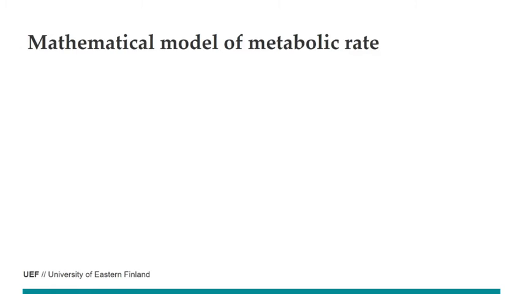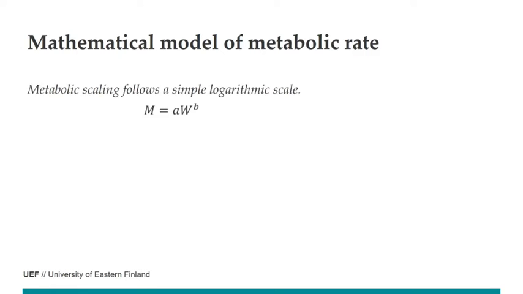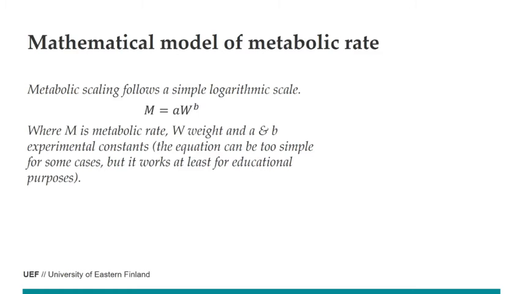And how does it work? We have a mathematical model for it. It's very simple. Don't be scared. It follows a simple logarithmic scale where the metabolic rate equals a constant A times the weight raised to the exponent P. So we have two experimental constants. The equation can actually be a little too simple, especially for some researchers, but it works at least for educational purposes.